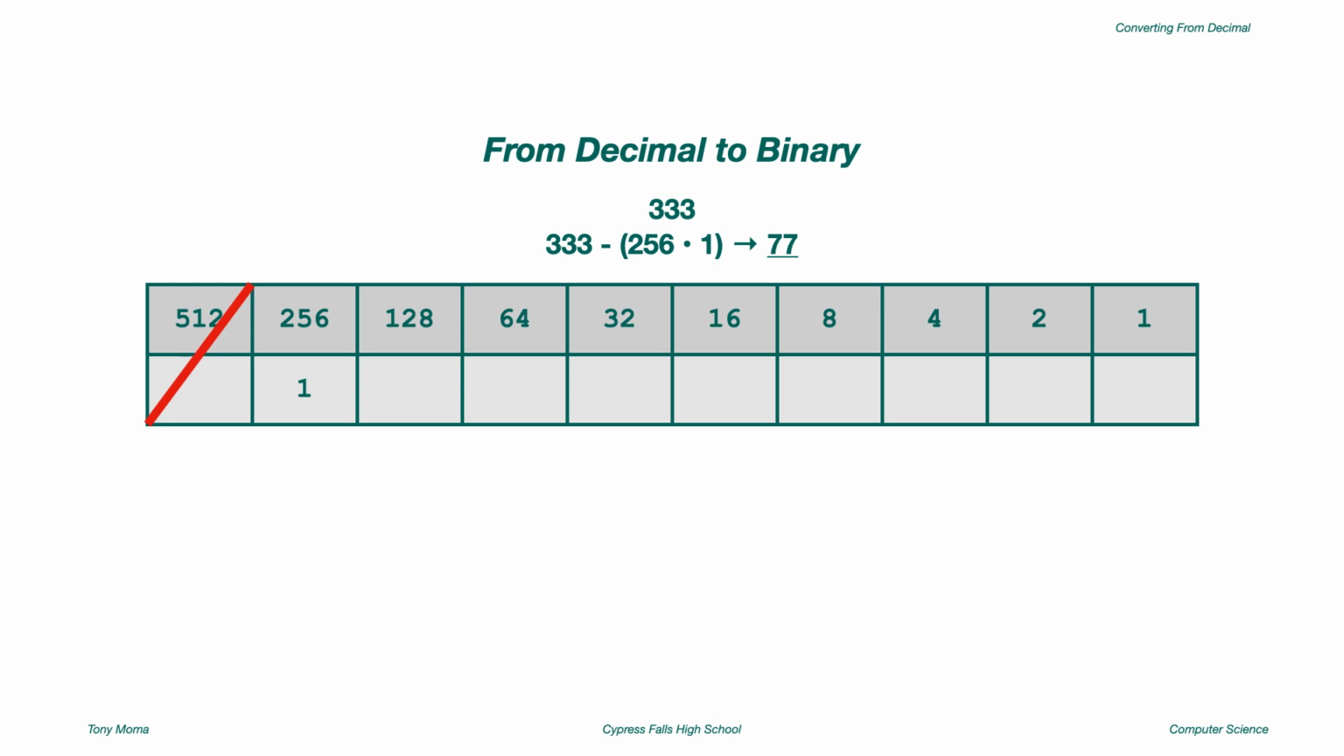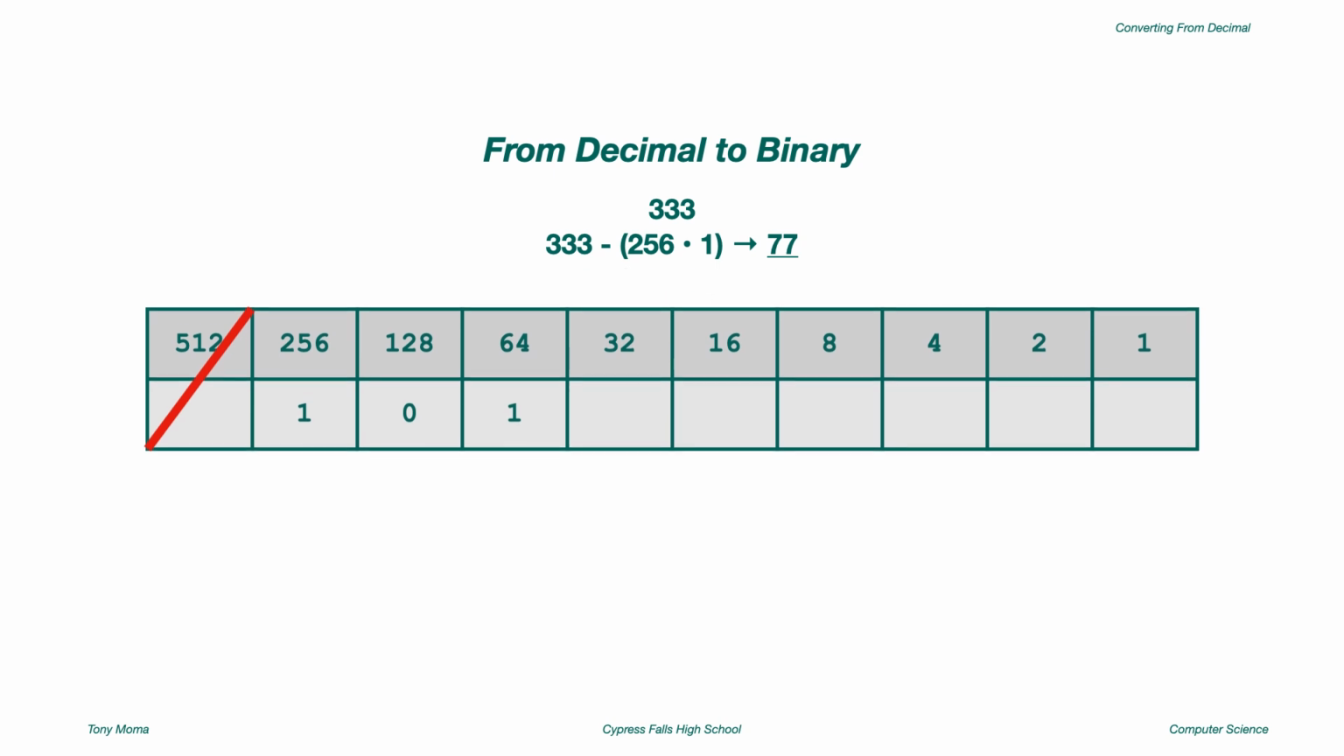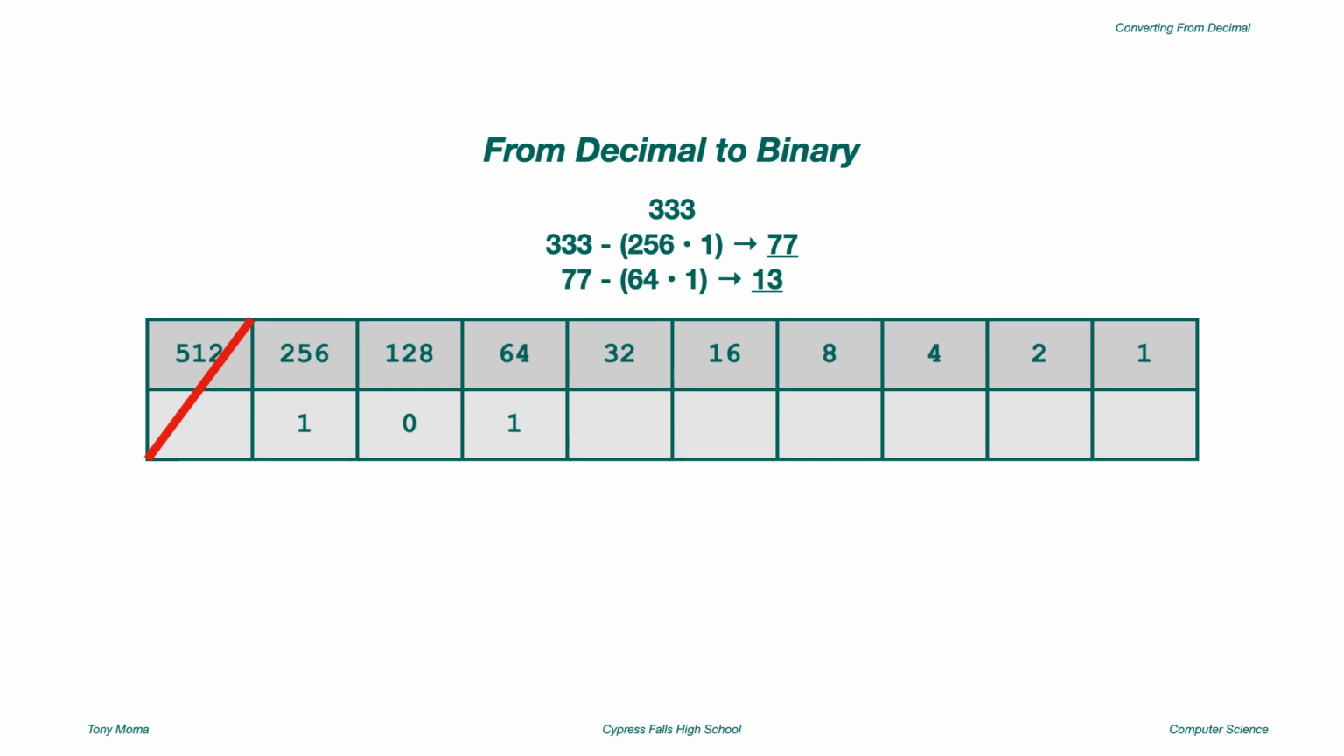How many times can 128 fit inside 77? 0 times, since it is larger. On to the next column. What about 64? How many times can 64 fit inside 77? 1 time. Multiply the top row times the bottom row. 64 times 1, subtracted from 77, leaves us with 13. Next column, how many times can 32 fit inside 13? 0 times. Next column, how many times can 16 fit inside 13? 0 times.